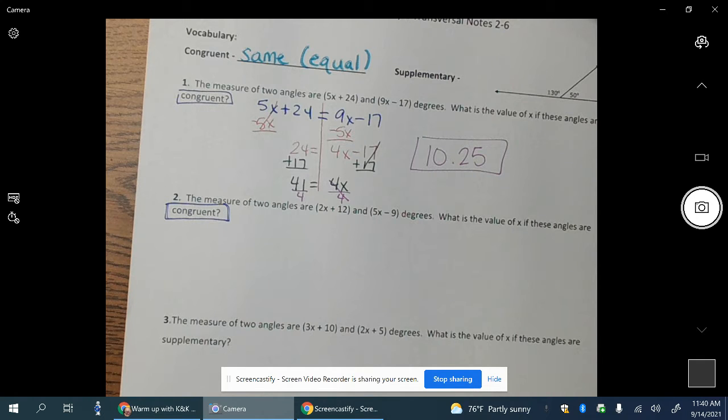Yes. Can I take my shoe off for a sec? I forgot my shoe. Okay.